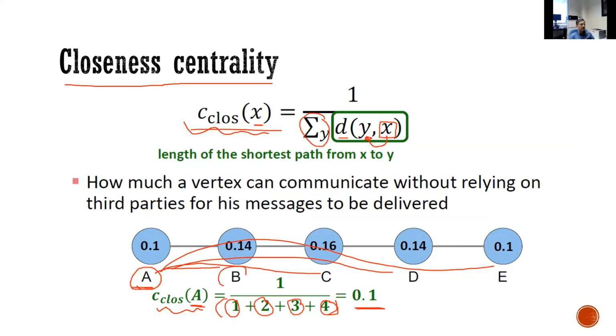Similarly, you can compute the closeness centrality for B, and B has a centrality of 0.14, and C has 0.16, 0.14 for D, and 0.1 for E. And if a node like C is in the middle of the network, then C has the highest closeness centrality. So that indicates C is probably the most important one in this small network, which is only a linear link between all the nodes one by one.